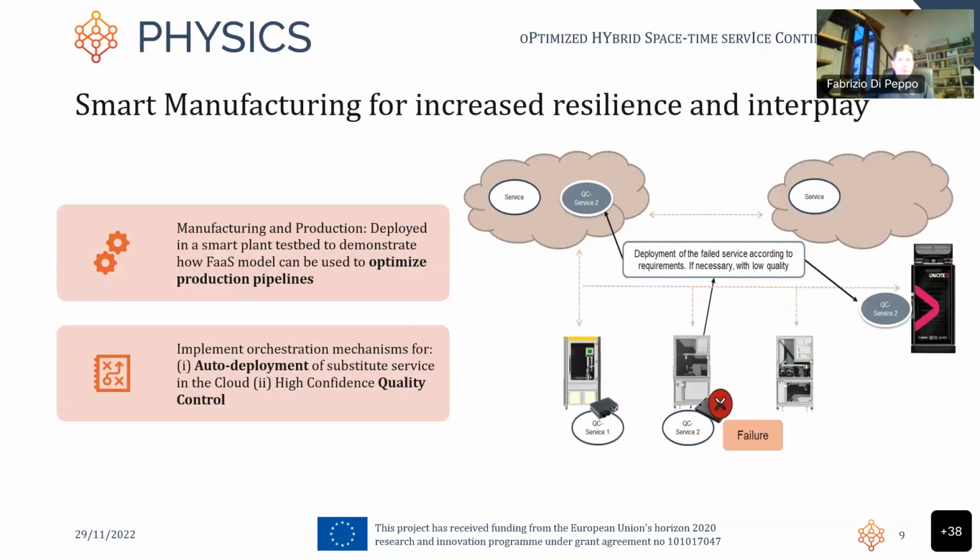The second pilot is related to smart manufacturing. The pilot addresses the following items. Auto deployment of substitute service in the cloud to increase stability and reliability of software services. High confidence quality control to improve the quality of the products and reduce the number of scraps and returns.